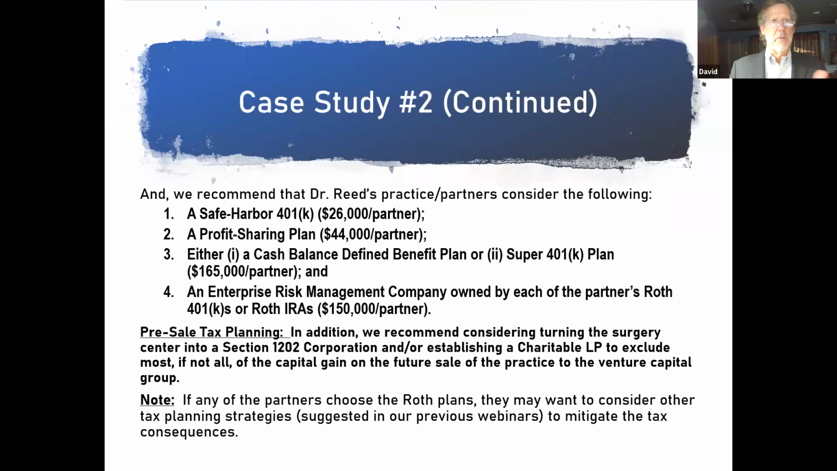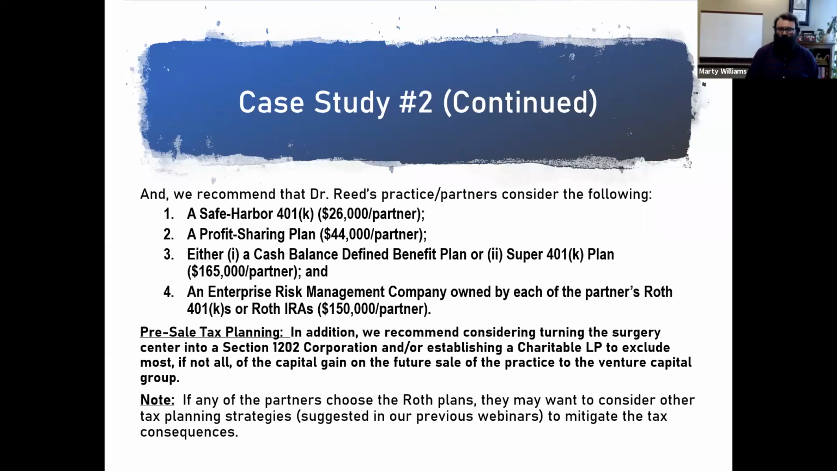So if they wanted to sell a surgery center eventually, they may want to make sure that surgery center qualifies as a Section 1202 corporation so that they can avoid paying tax on up to $10 million of the gain, and/or use the charitable limited partnership or the family endowment program, as we call it, to exclude most, if not all, of the capital gain.